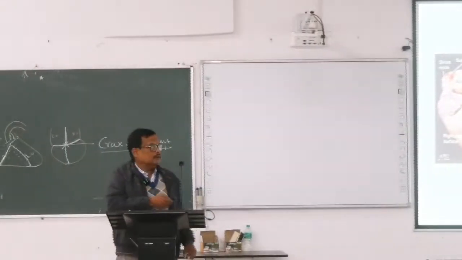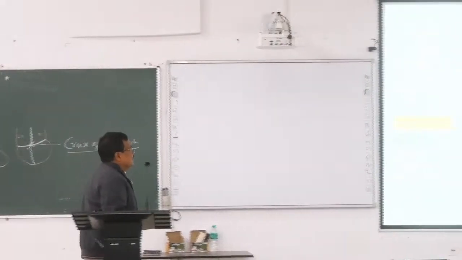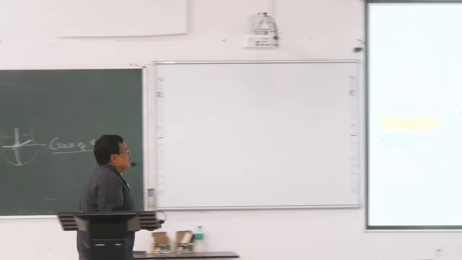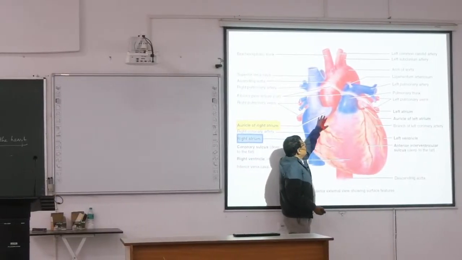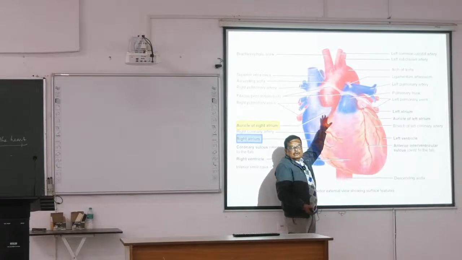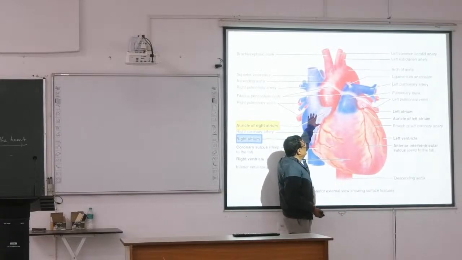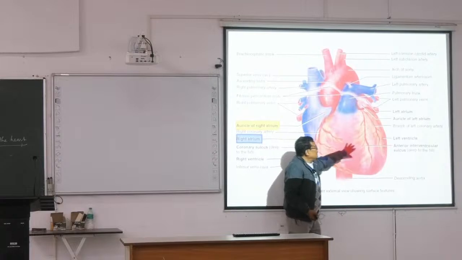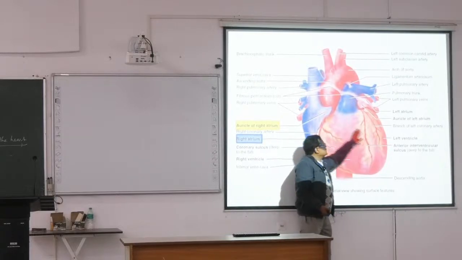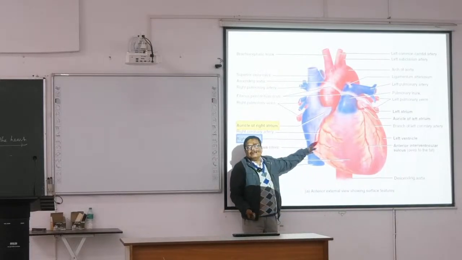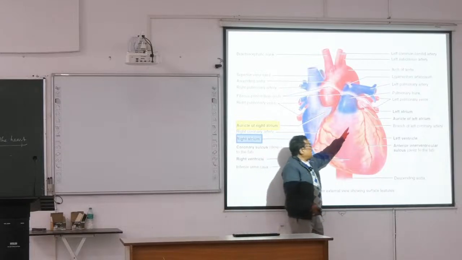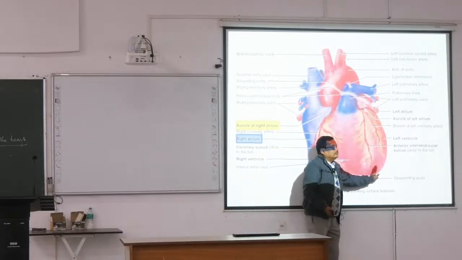Now this picture is a very nice schematic. So this is the right atrium and this is the right auricle. This is the right ventricle, this is the left ventricle. So this part separates this atrium from the ventricle. So this is the atrioventricular groove in the anterior side. This is the anterior interventricular groove.